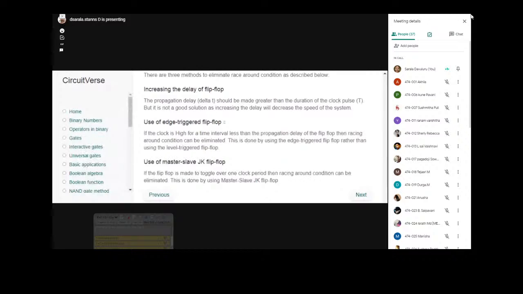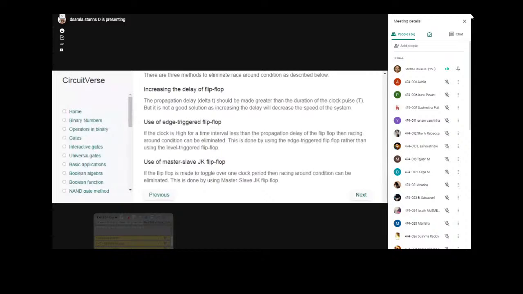See, the difference between edge-triggered and level-triggered is something like this. If it is edge-triggered, it will immediately respond to either a positive transition, the positive edge, or a negative edge during the negative transition. So it will not wait for the entire level to be either high or low. It will immediately respond when it is triggered. So the race around condition can be eliminated. So you use an edge-triggered flip-flop rather than a level-triggered flip-flop.